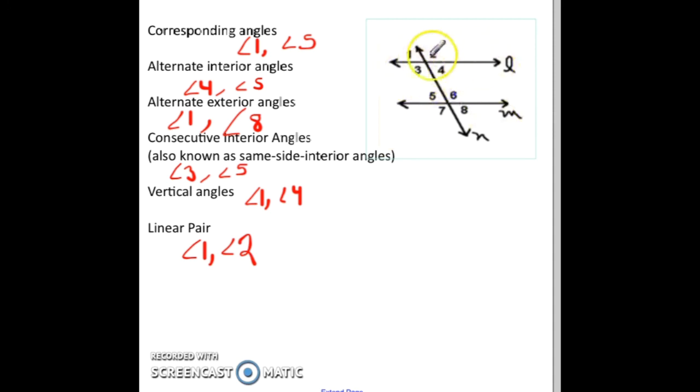So we have lots of linear pairs here. 2 and 4 are a linear pair. 4 and 3 are a linear pair. 3 and 1 are a linear pair. 7 and 8 are a linear pair. 8 and 6 are a linear pair. And you could name another set. Now we're going to go ahead and get into the next part.